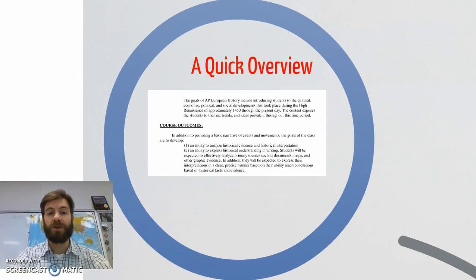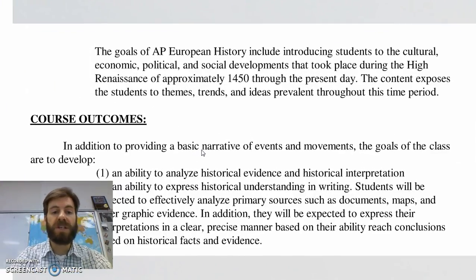AP Modern European History, a quick overview. It covers around 1450 to as close to the present as we possibly can get. That means we have a short amount of time in the second semester for quite a bit of material. But in my opinion, it's one of the most enlightening classes that a student can take here at Kent Island High School. The ultimate goal is to take and pass the AP exam, which hopefully will eventually lead to college credit.